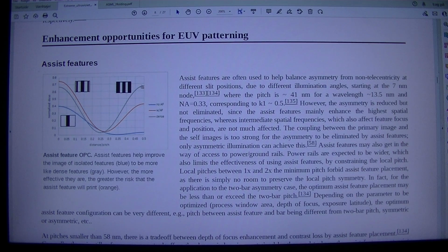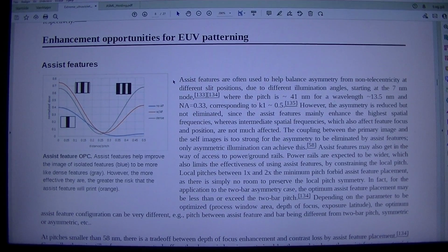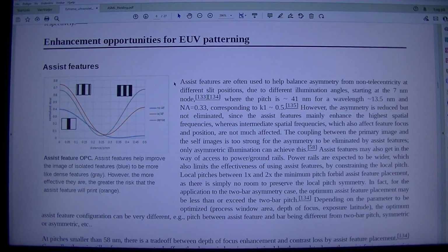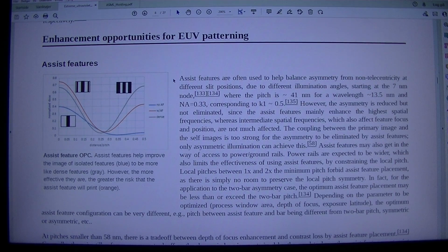Assist features are often used to help balance asymmetry from non-telecentricity at different slit positions, due to different illumination angles, starting at the 7 node, 133, 134, where the pitch is ~41 nm for a wavelength ~13.5 nm and NA equals 0.33, corresponding to K1 0.5.